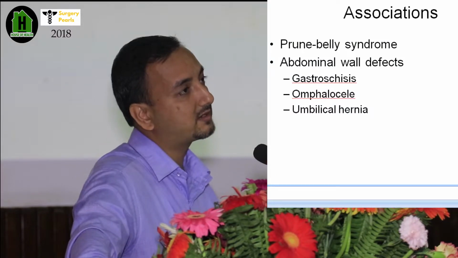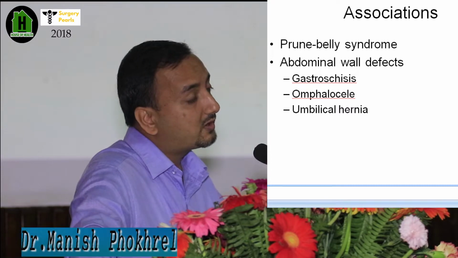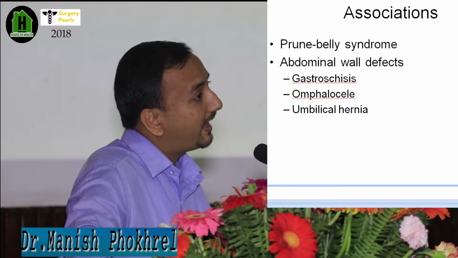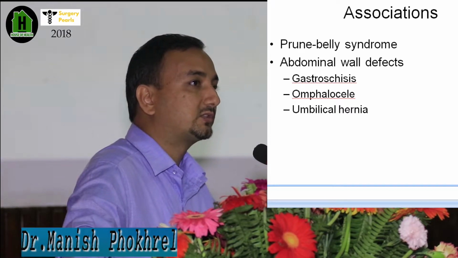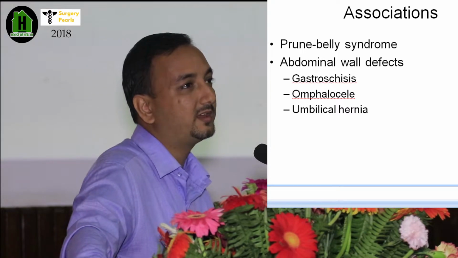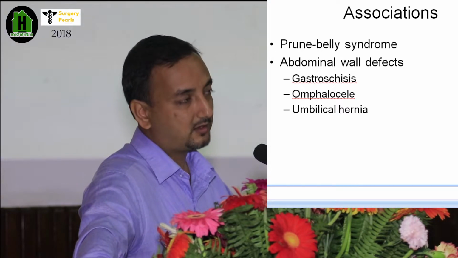An undescended testis or a cryptorchid testis is most commonly associated with several conditions like prune belly syndrome and abdominal wall defects. Like I said, because intra-abdominal pressure is a very important driving force that causes descent, any defect that causes loss of intra-abdominal pressure will have an associated undescended testis. One of them is prune belly syndrome. Because the abdominal muscles are weak and there is less intra-abdominal pressure, it cannot drive the testis into the inguinal canal. Other abdominal wall defects include gastroschisis, omphalocele, and sometimes a large umbilical hernia also.